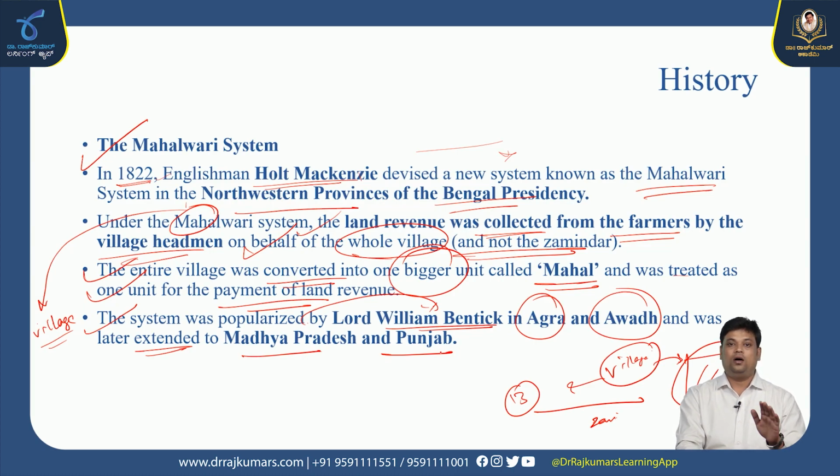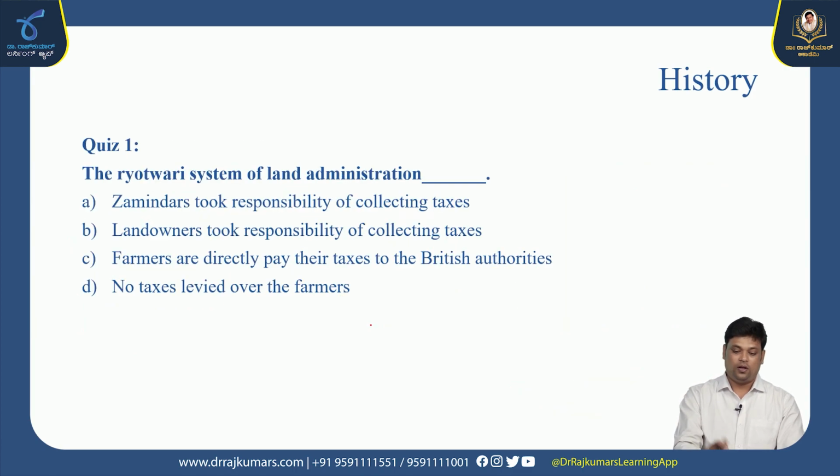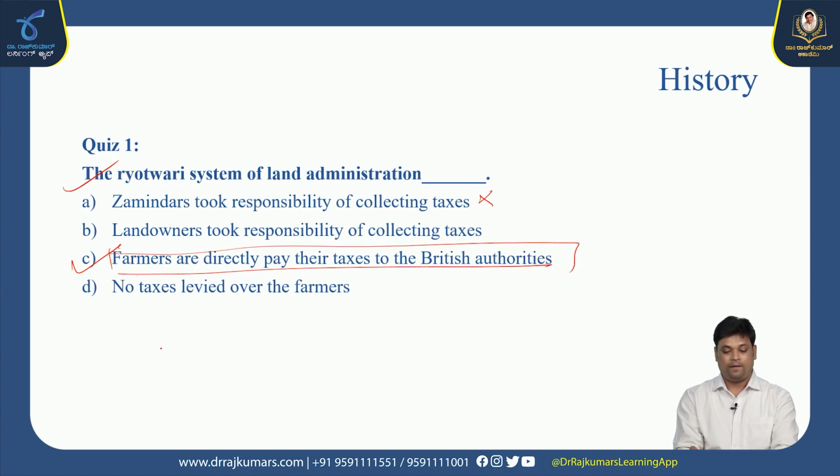Okay, so we know the administrative policy as well as the economic policy. Based on that, a few questions we will discuss now. Rayatwari settlement of land administration. Zamindars took responsibility of collecting taxes. No, that is zamindari. Landowners took responsibility of collecting taxes. Farmers directly pay their taxes to the British authorities. So option C is the correct answer.